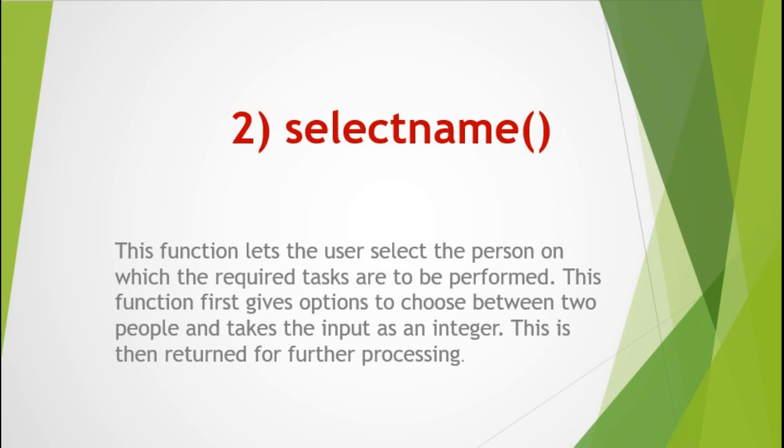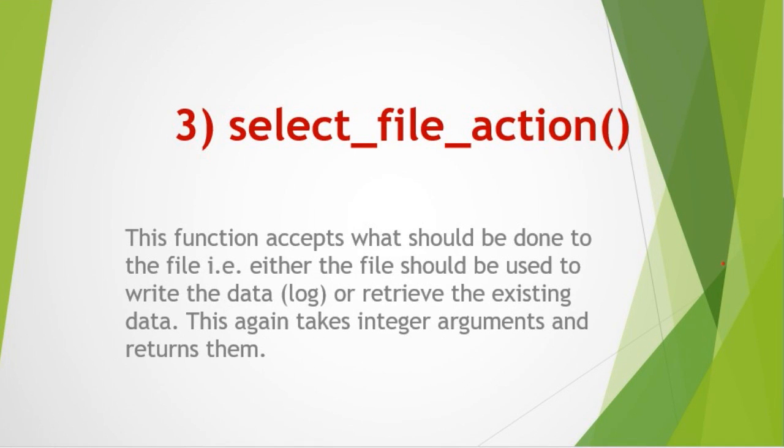Second one is selectname. This function lets the user select the person on which the required tasks are to be performed. This function first gives the option to choose between two people and takes the input as an integer. This is then returned for further processing.